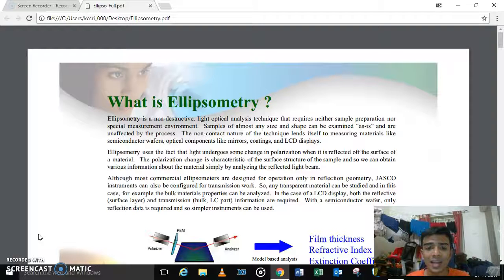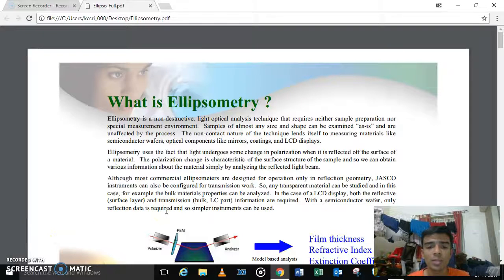Ellipsometry uses the fact that light undergoes some change in polarization when it is reflected off the surface of a material. Light, when it falls on a material, is not reflected back in the same phase. For example, if light is incident at 90 degrees polarization, after reflection it undergoes some change in polarization, and this change in polarization is detected by ellipsometry and the material is characterized.